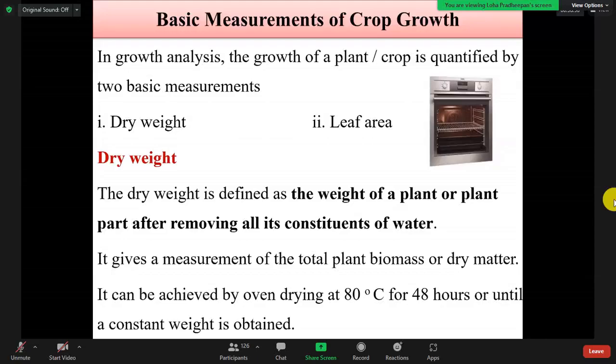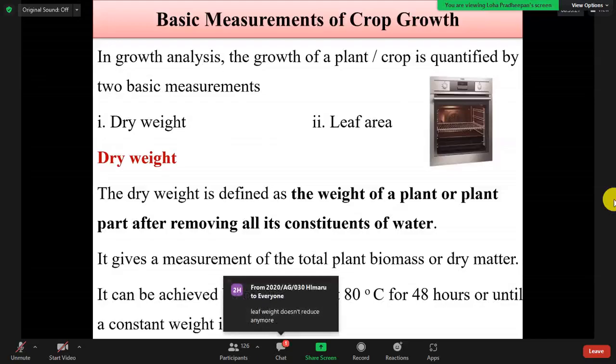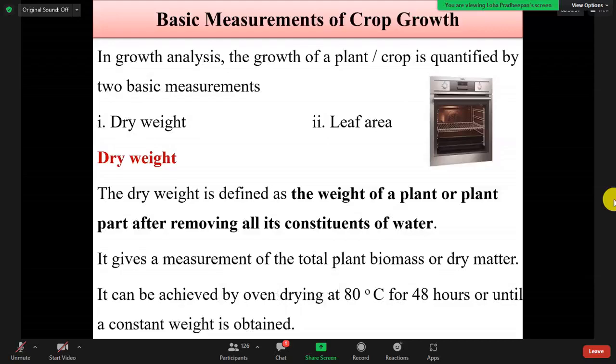Because at least a minimum of 2 days we have to keep the plant sample in the oven at 80 degrees centigrade. Then we have to take it out and get the dry weight. So we will get some reading. Then again keep the plant sample for some time in the oven at the same condition. Then take the dry weight again. So if both dry weights are the same, that is the indication the plant reached the constant dry weight.